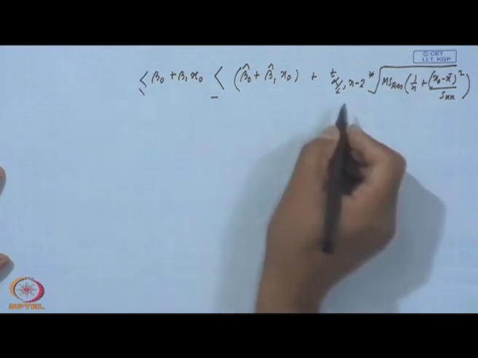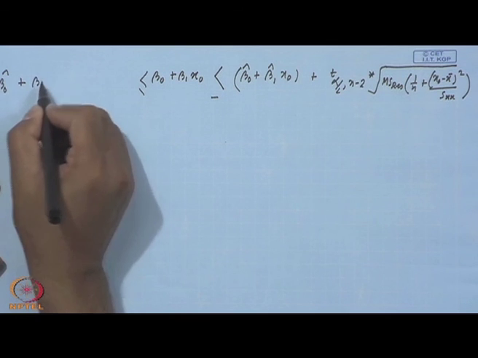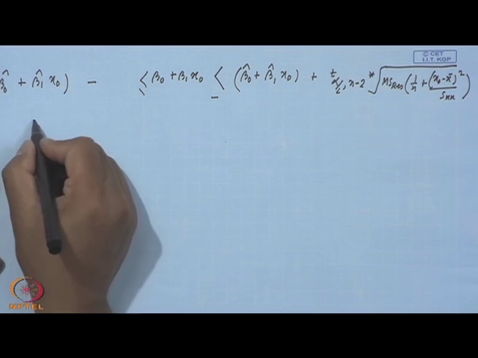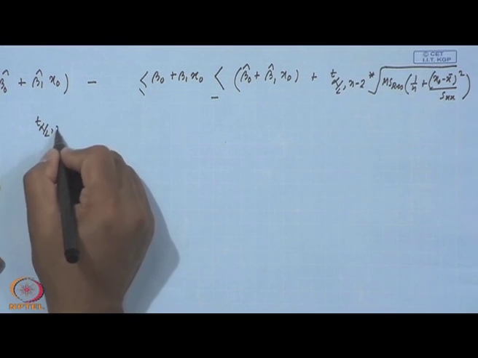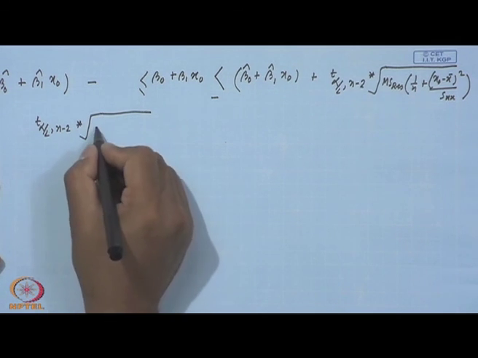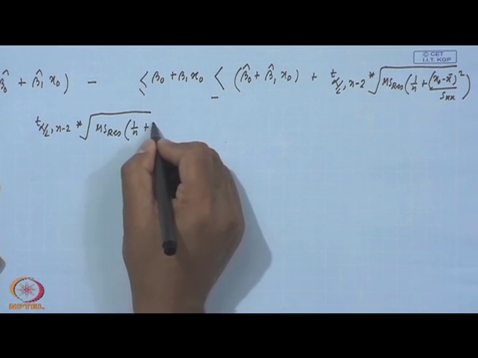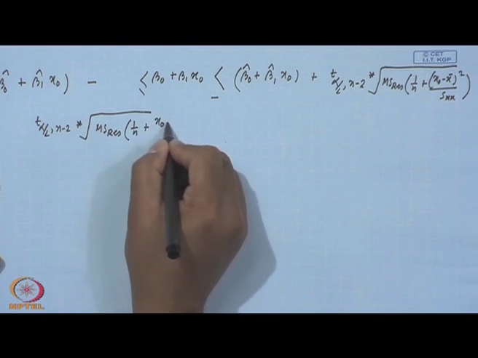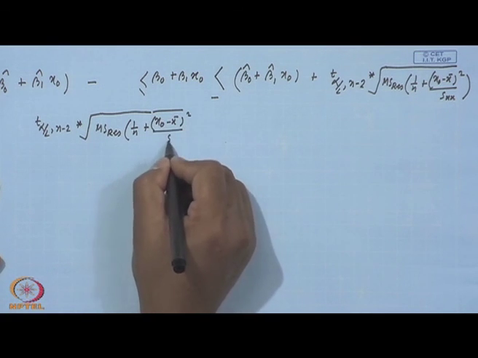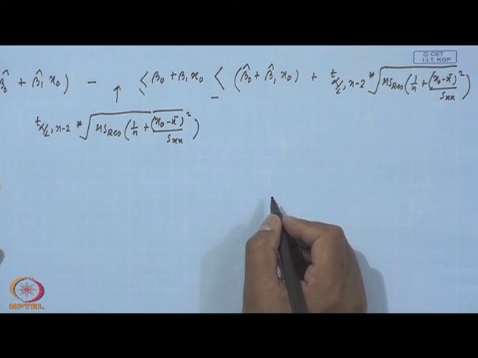And similarly, here the same thing: beta naught hat plus beta 1 hat x naught minus this one, that is t alpha by 2, n minus 2. These are quite straightforward things. MS residual times 1 by n plus x naught minus x bar whole square by S xx. So, this will go here. Well, so you are done.